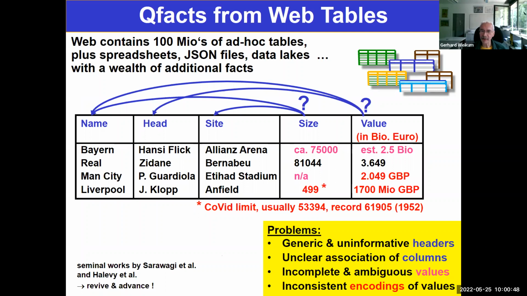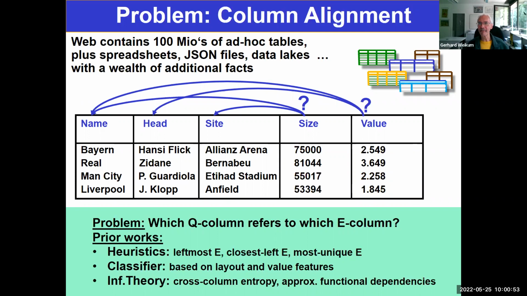Now I want to drill down another time into a sub-sub problem. Maybe it's not the most exciting problem, but it gives you a flavor for how we are dealing with this whole problem space. And this is the column alignment problem, which is also not new. So prior work on web tables in general has looked into this issue as well. There are well-established heuristics. One is leftmost entity column, but then size would be aligned to name, the football team, which is incorrect. There's a different heuristic, closest left, but then value would be linked to site, the stadium, which is incorrect. So there's no single heuristic which really works robustly.